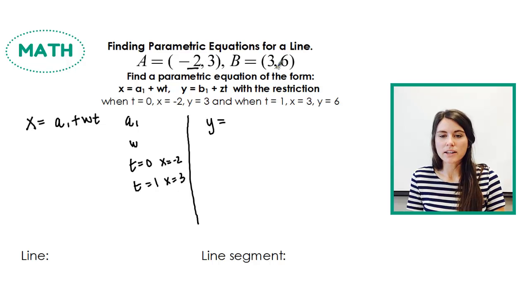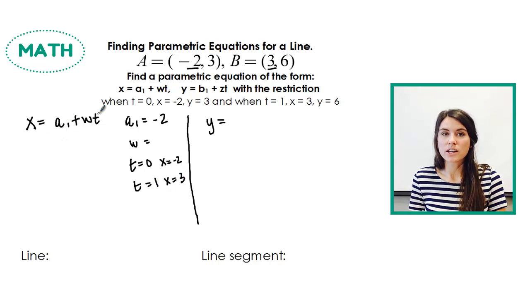So this part right here represents your x, and then the second coordinate represents your y, just like in a normal xy point. So my a1 is pretty easy. It's always my initial point x value. So the initial was A, and the initial x value of point A is -2. So a1 is -2. And then w, I don't know, but I do know that I have a t value of 1 when x is 3. So if I know those, then all I have to do is solve for w.